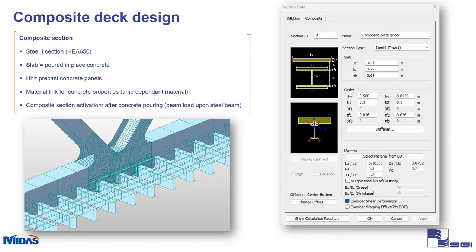As a recap, here are the different parameters. Steel I section is modeled with laminate steel girders parameter. Structural concrete corresponds to poured in place concrete, so precast panels are neglected. Construction stage analysis is also performed and we included time-dependent properties associated with concrete slab material. Moreover, composite section is activated after concrete pouring step.